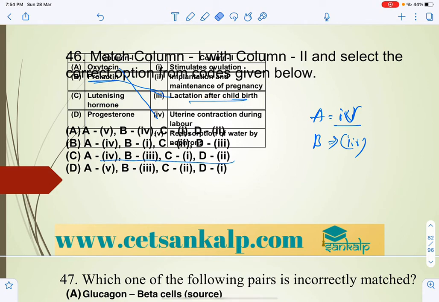Lactation means milk production here. So production, ejection need oxytocin, but for prolactin, lactation means milk production, we cannot say ejection.